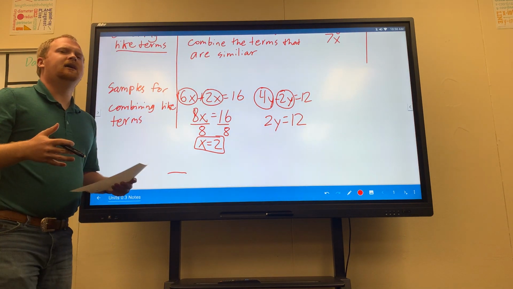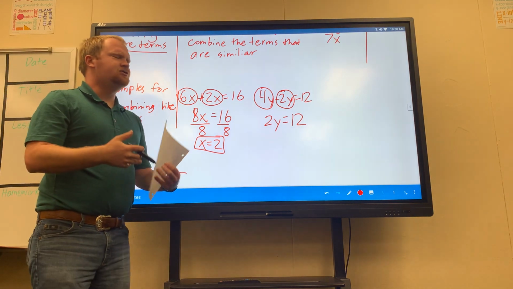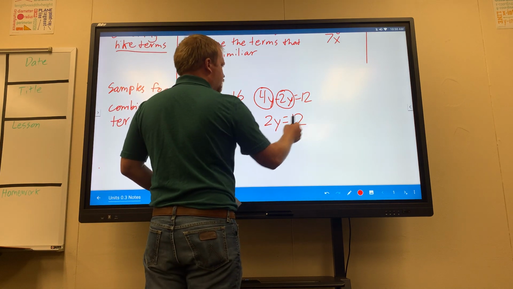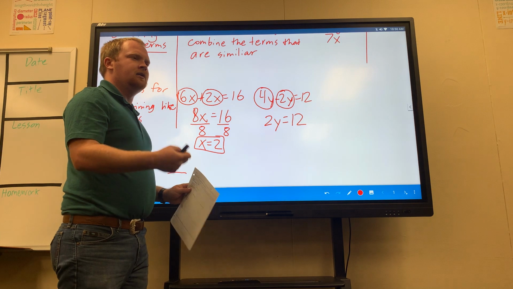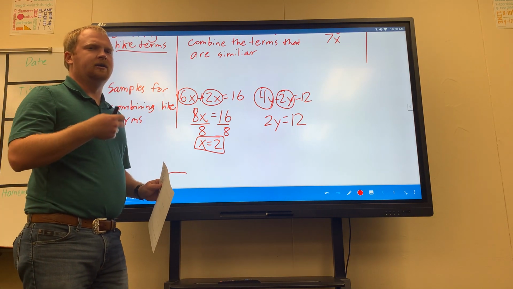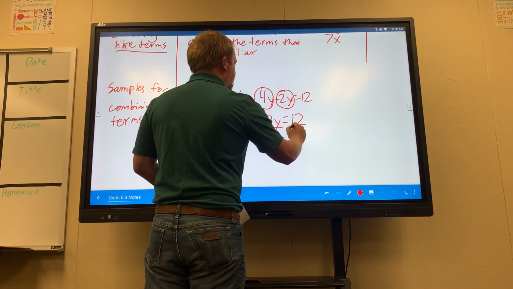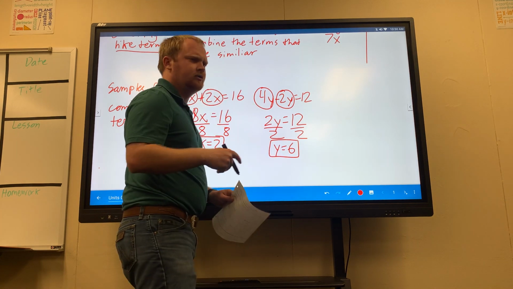So even with the minus there, you still combine them, but in that case, you're just subtracting them from each other. So 2y equals 12. Remember, the inverse of multiplying is division. So I divide by 2 to both sides. y equals positive 6. And that's going to be my answer.